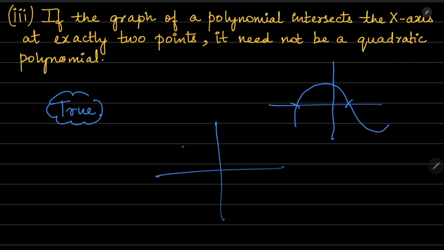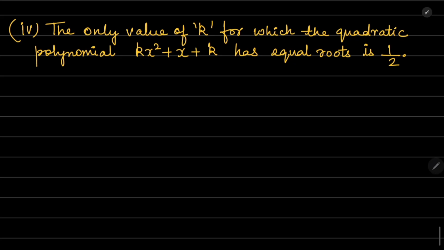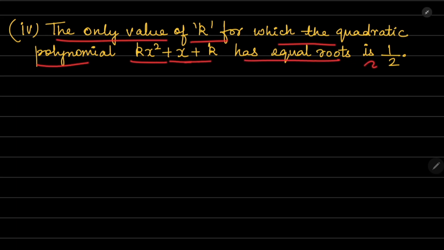Now, suppose you have a graph like this, which also intersects the x-axis at exactly 2 points. Can you say this is a quadratic polynomial? No, you cannot say. So it may or may not be a quadratic polynomial. So the answer is true because it says it need not be a quadratic polynomial. The statement is true. I hope you are getting it. Let's move on to the next question. The only value of k for which the quadratic polynomial kx square plus x plus k has equal roots is 1 by 2.